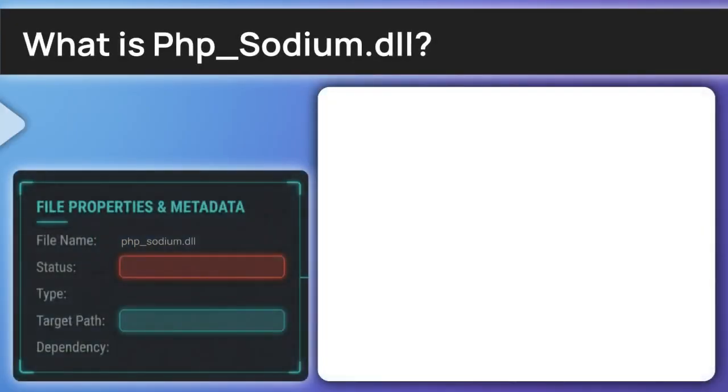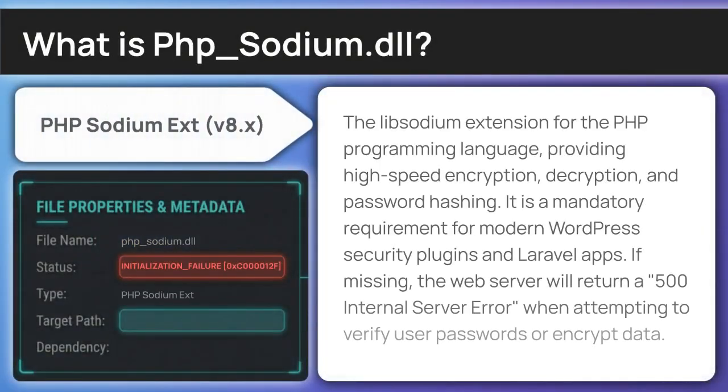This is the PHP Sodium Crypto Module, the libsodium extension for the PHP programming language, providing high-speed encryption, decryption, and password hashing. It is a mandatory requirement for modern WordPress security plugins and Laravel apps. If missing, the web server will return a 500 internal server error when attempting to verify user passwords or encrypt data. Now let's dive into the solution, starting with a standard reinstallation.